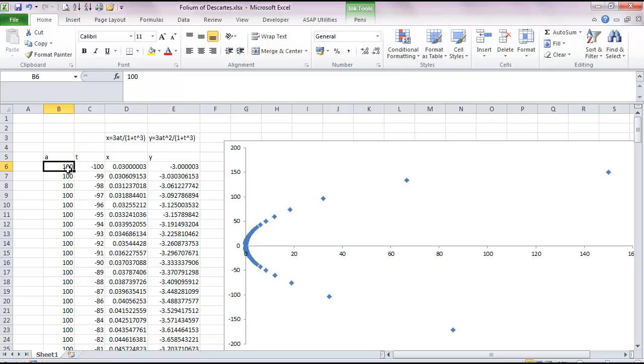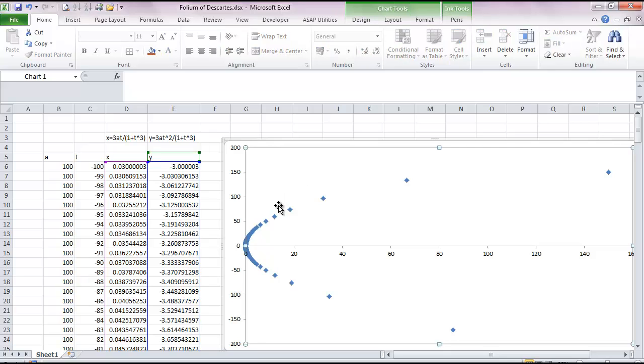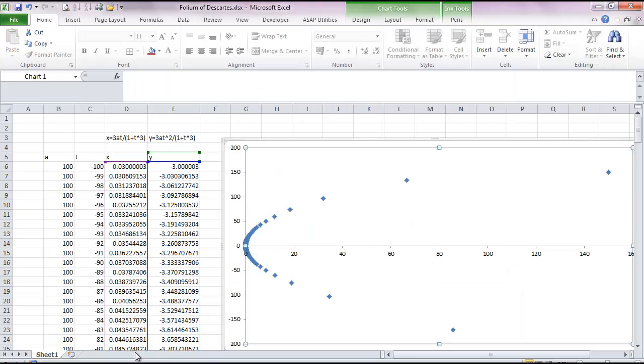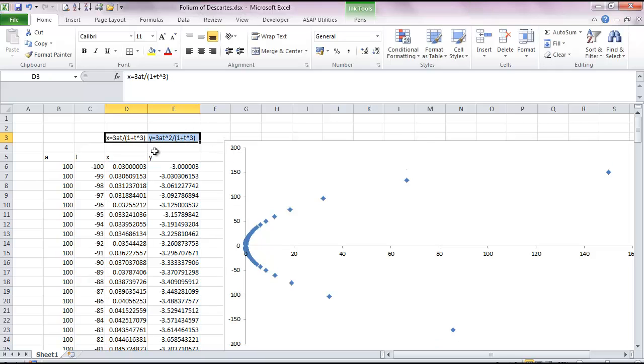So I can change the a and I can change the t, and these two cells will compute the x and y values, and then I can make the plot. But what I was struggling with was that I couldn't get the folium just the way Wolfram got it. Probably you need to use Mathematica or MATLAB or Maple to plot that, but I couldn't succeed. If any of you have better ways of plotting this, please let me know. So this is plotting the folium of Descartes using the Cartesian coordinates.